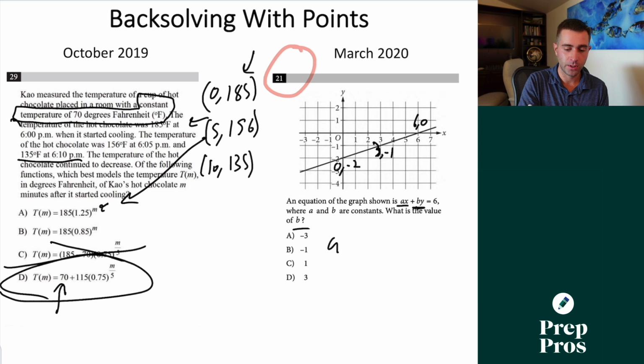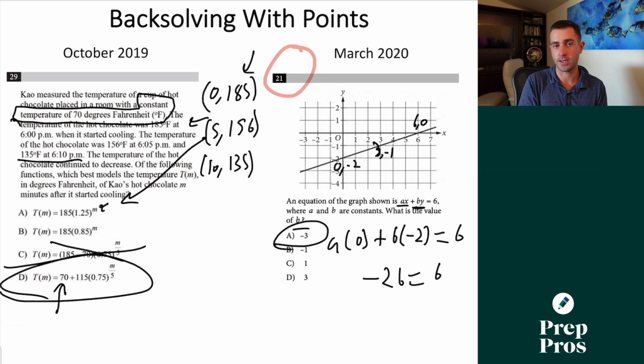So all I have to do here is a times 0, I'm just going to plug in that point, plus b times -2 equals 6. Well, a times 0 equals 0. Therefore, I will simply get -2b equals 6. Now I can simply divide by -2, and I'm going to get that a is my correct answer there. Way, way easier than solving this via a system of equations by using multiple pairs of points.